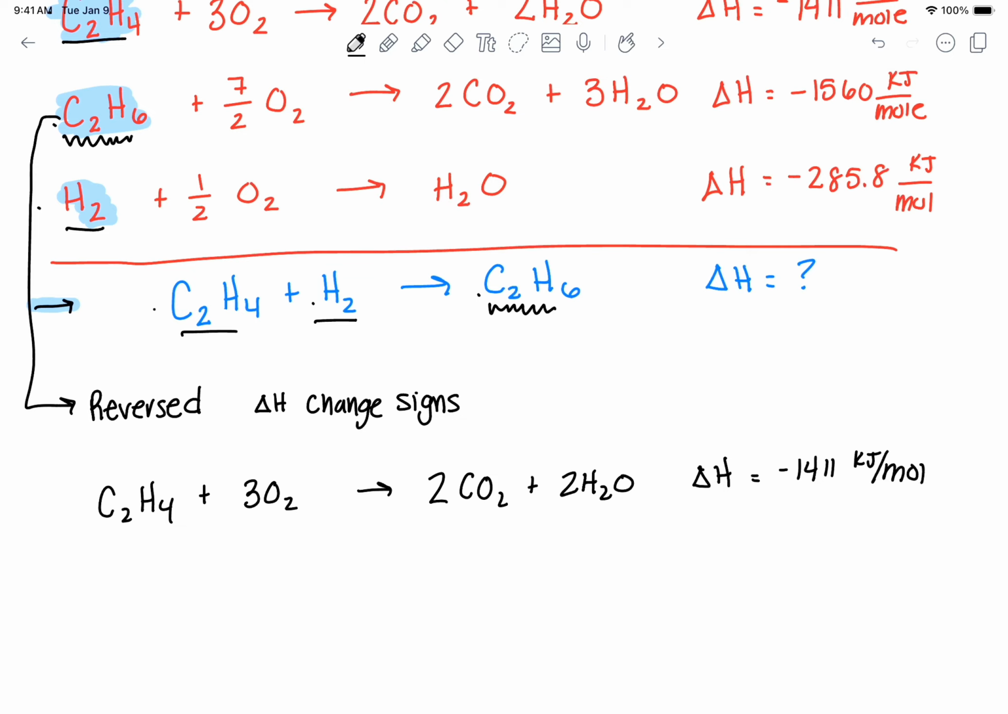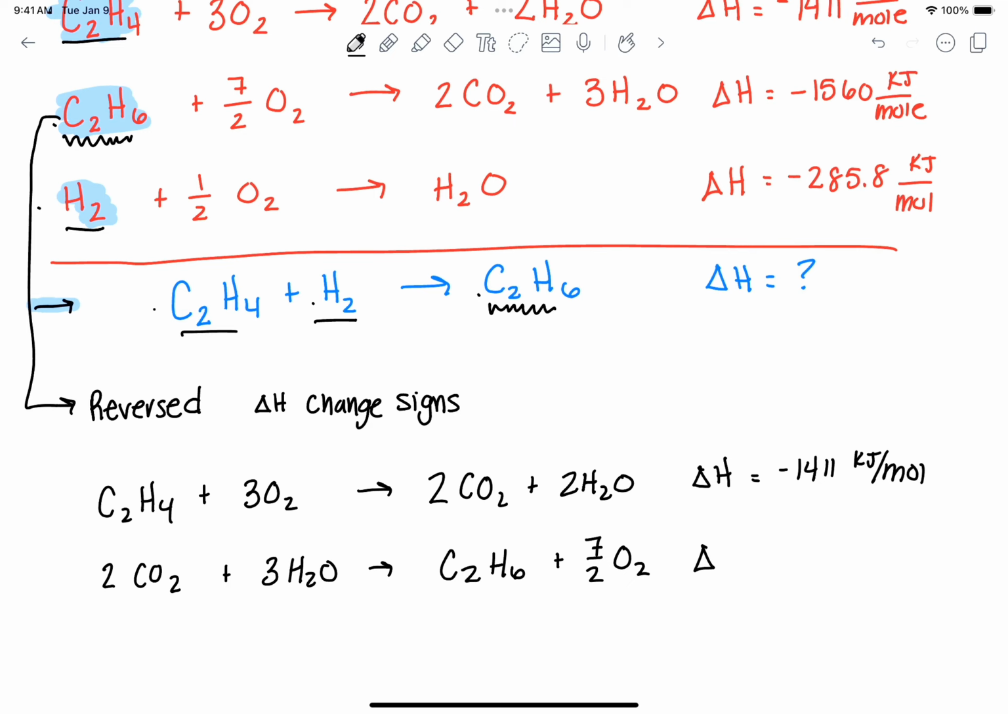For our second equation, we have to reverse it, so we're going to have 2 CO2 plus 3 H2O going to C2H6 plus 7 halves O2. Put a 7 there. So our delta H is going to change signs, so it's going to be positive 1560 kilojoules per mole. Again, because we reversed it, our delta H is going to change signs.